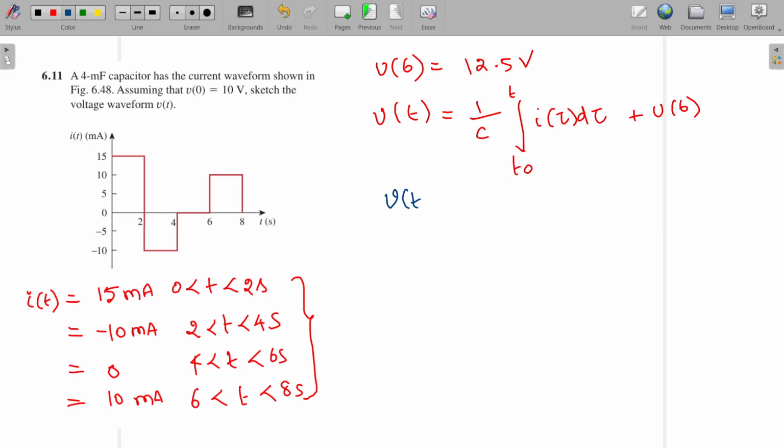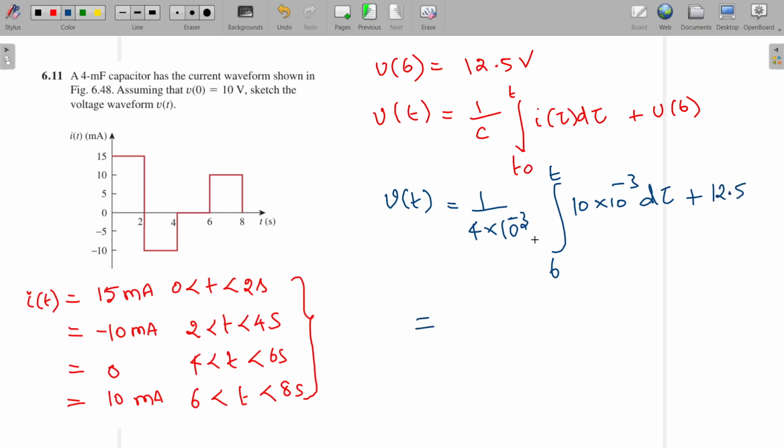So V of t is equal to 1 by C, which is 1 by 4 into 10 power minus 3, integral with t naught as 6 and upper limit t, I of tau d tau, that is 10 milliamps, right? So it is 10 into 10 power minus 3 d tau plus V of 6, which is 12.5. These two get cancelled, then 10 by 4 will be there, and d tau when integrated becomes tau, and the limits are 6 to t, plus 12.5.